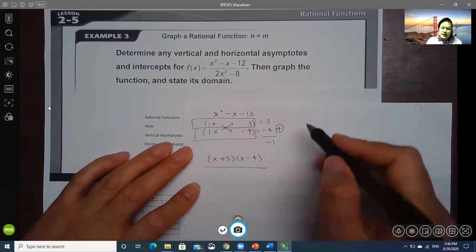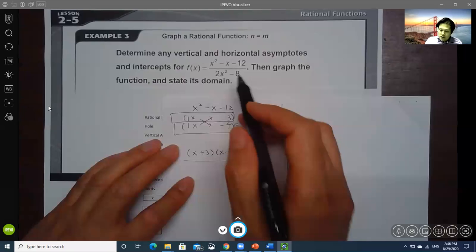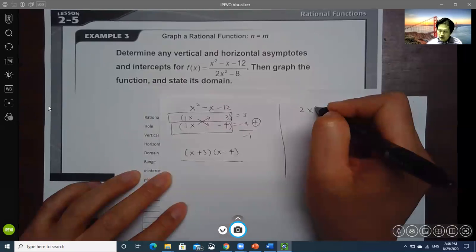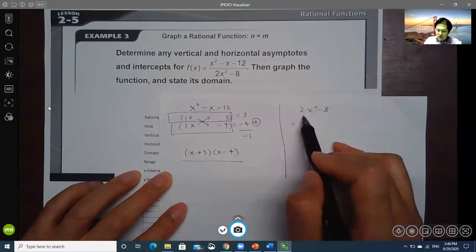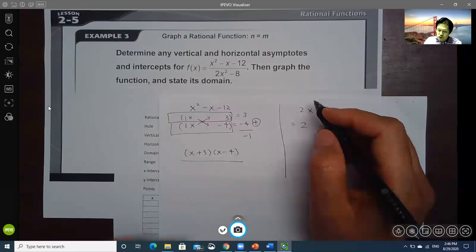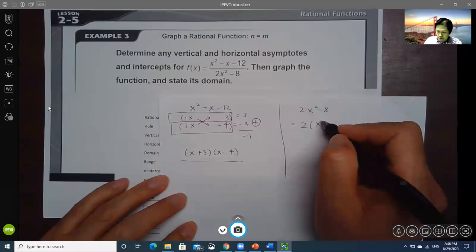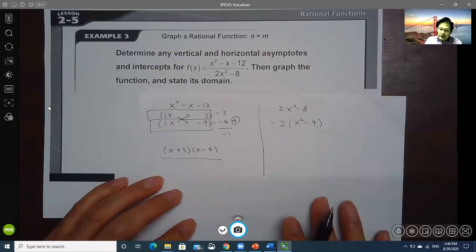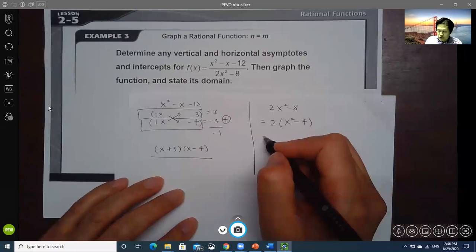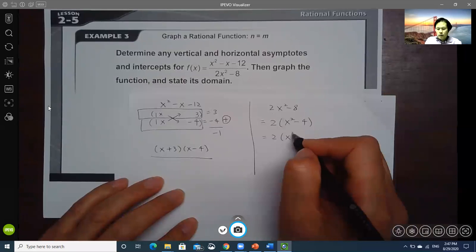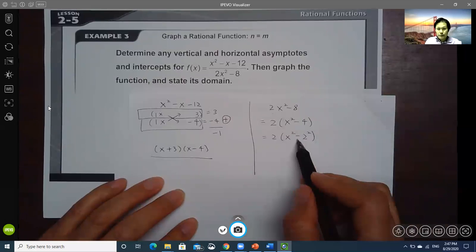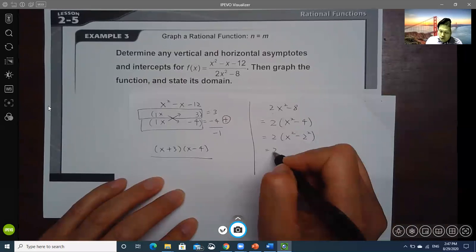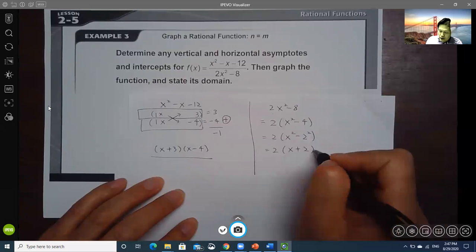You need to factor the denominator as well. So 2x squared minus 8. I see GCF 2 and 2. Factor 2 out. Then I see another formula here, x squared minus 2 squared, because 4 is the same as 2 squared. That's a squared minus b squared form. So you can use the formula x plus 2, x minus 2.